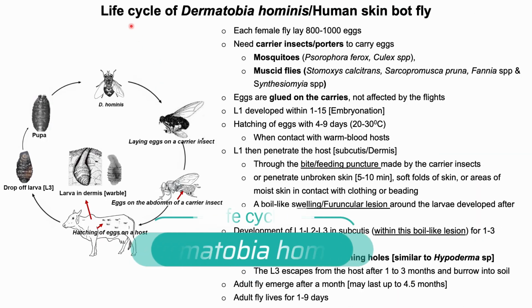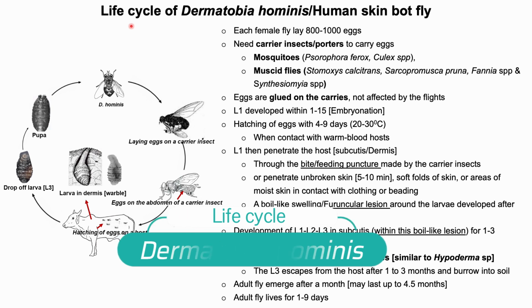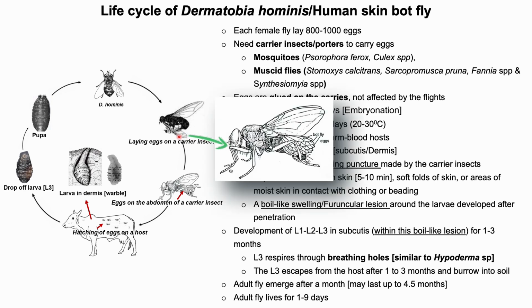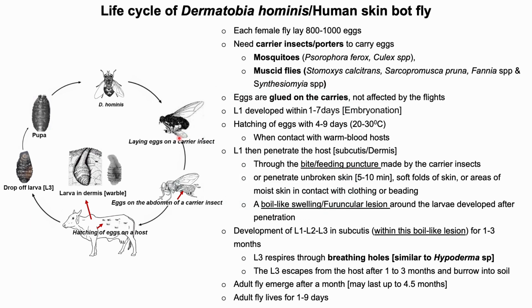Life cycle of Dermatobia hominis or human skin bot fly. When an adult female fly is ready to oviposit, she captures carrier vectors such as mosquitoes or other blood-sucking flies. The most common vectors of Dermatobia hominis eggs are day-flying mosquitoes and different flies. A female glues a batch of 15 to 45 eggs to the abdomen of the carrier insects. Remember that a female fly can lay up to 800 to 1000 eggs.